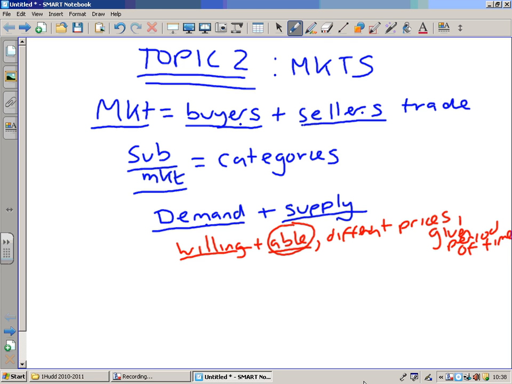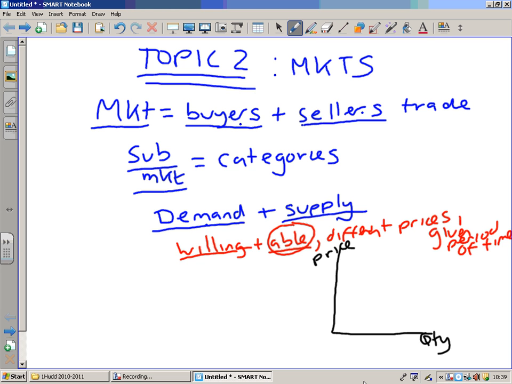So it's a snapshot in time of how many people and how many businesses are willing and able to buy and sell a product. Now let's think about how we can show this on a graph. What I'm going to start building up here is a demand and supply diagram. Vertical axis, we have price. Horizontal axis, we have quantity.